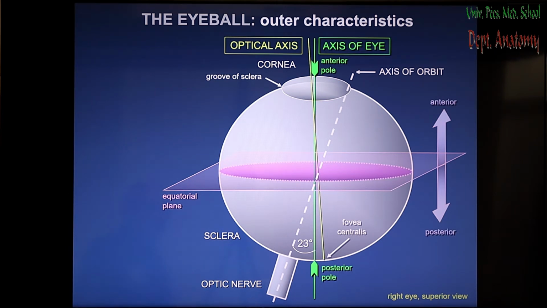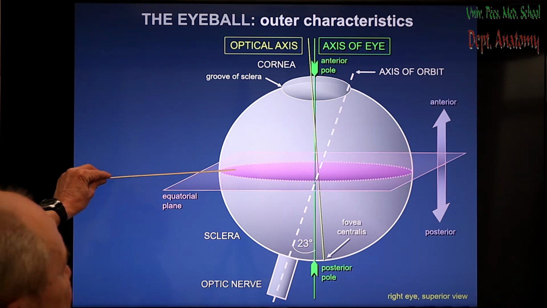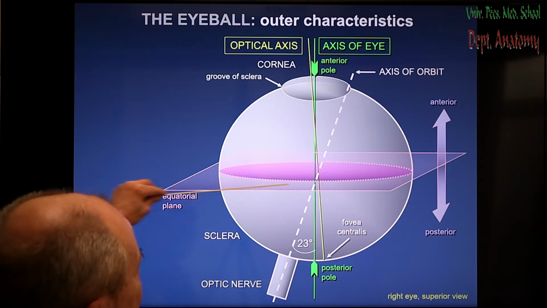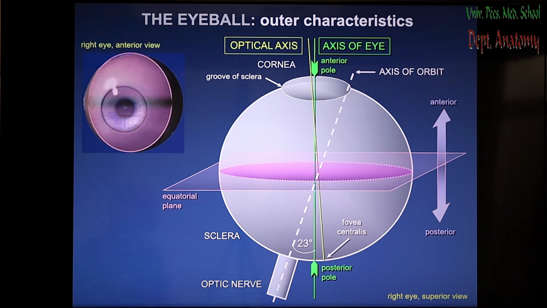Just to make it easier to locate something within the eyeball, ophthalmologists, and also you, should divide the eyeball into anterior and posterior halves, constructing the frontal plane. This one goes to the equator of the eye, so in the middle of the eye, and separates the anterior half from the posterior half of the eye.